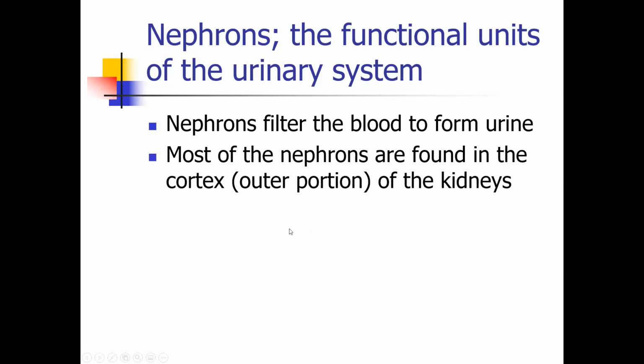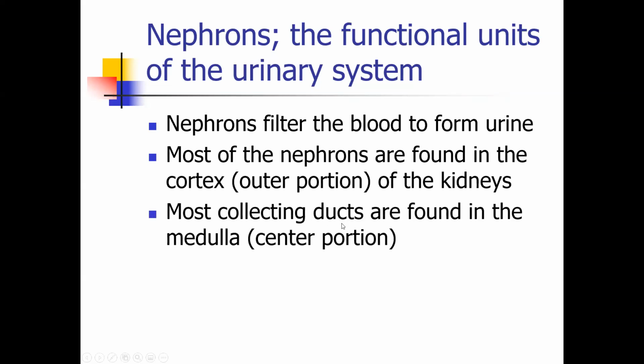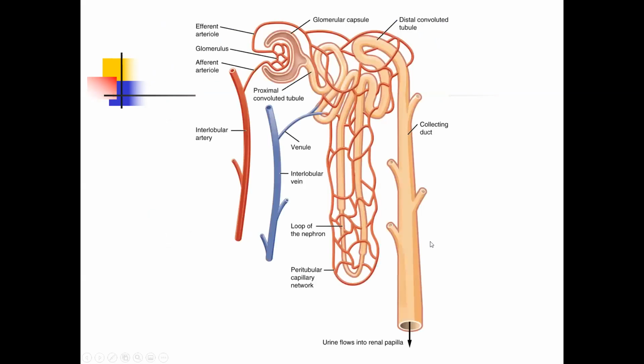Most of the nephrons are found in the cortex or outer portion of the kidneys. Most of the collecting ducts are found in the medulla. So most of what we're going to be talking about is in the cortex. And then the collecting ducts, which at this point is primarily fully formed urine, are going to be sending it down to the pelvis, which is the center of it, and then out through the ureters.